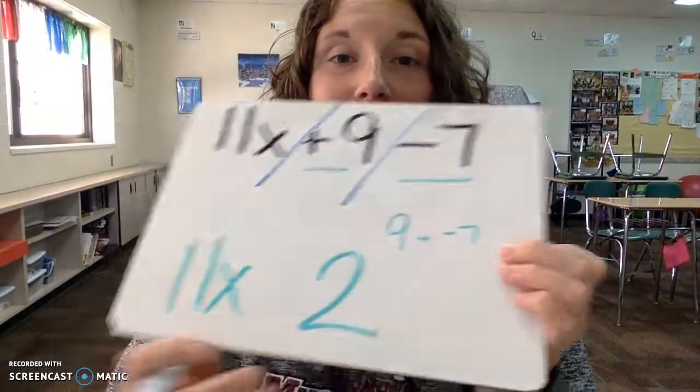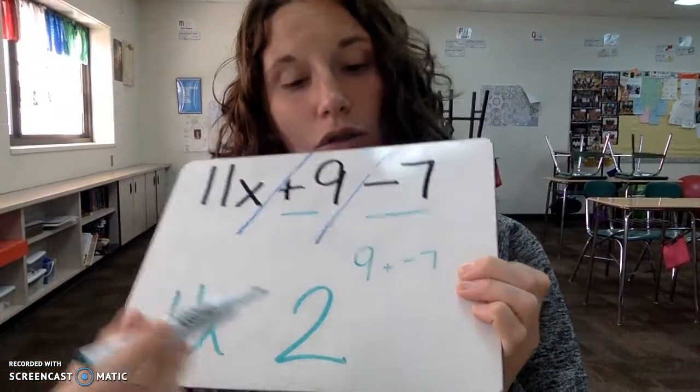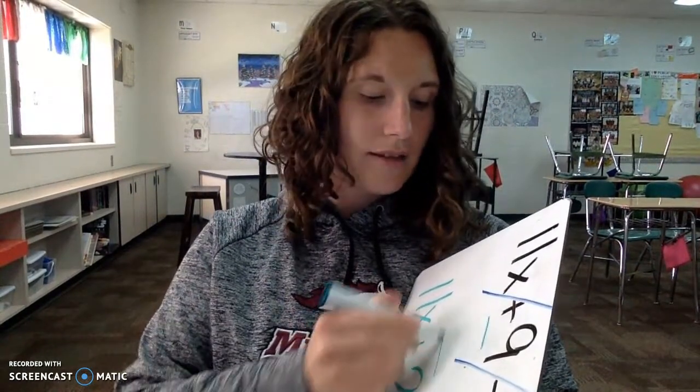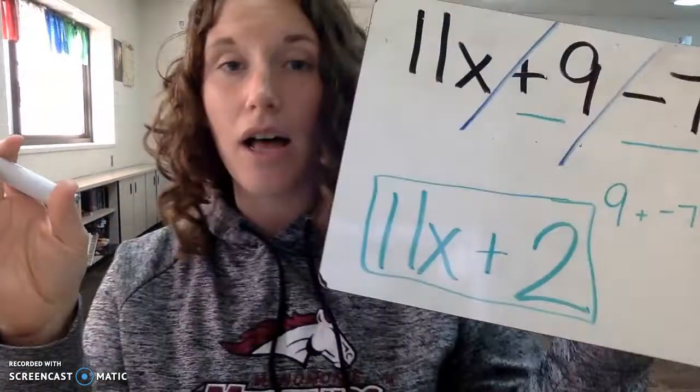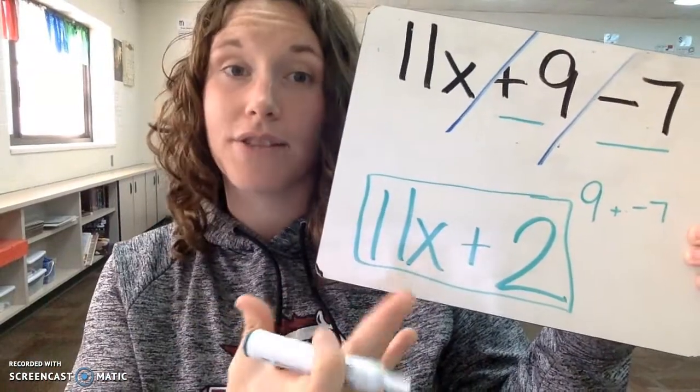And then, like I said before, we can just have the 11x. Now, is this 2 a positive 2 or a -2? Well, over here, there were more positives than negatives, so this is a positive 2. I can put a plus sign. So I know when I combine my terms, I have 11x plus 2. And then this is my answer.